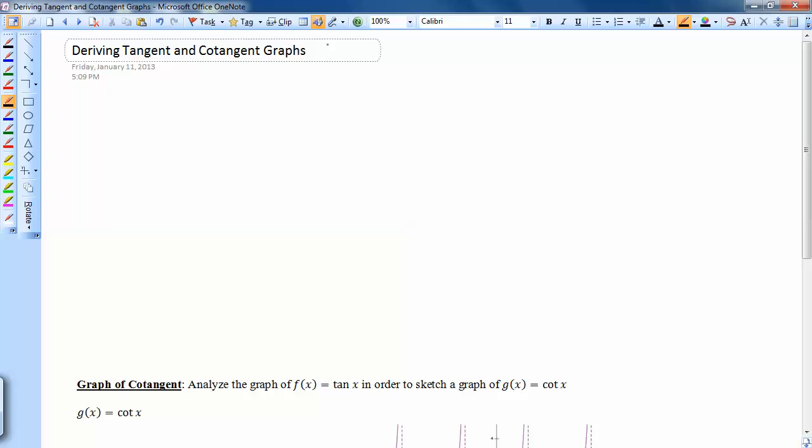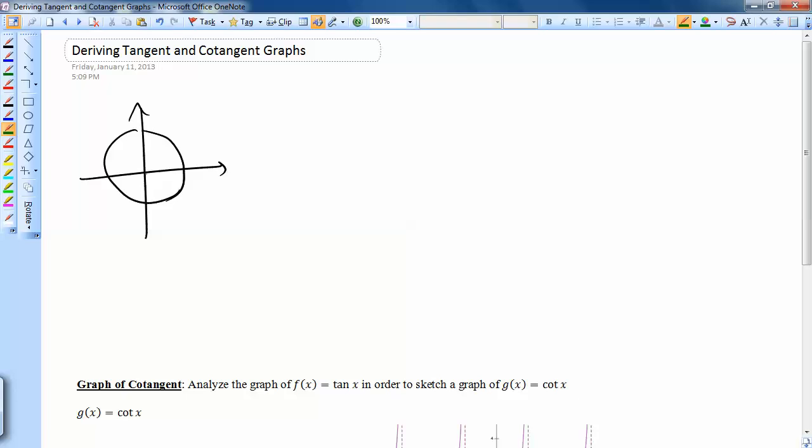Alright, so in this video, I'd like to derive the graph of tangent first, and then based on that, we'll figure out the graph of cotangent using some of that 1 over tangent type of reasoning that we used with 1 over sine and 1 over cosine. So, the way that we'll come up with the tangent graph is by starting with the unit circle and interpreting what tangent is on the unit circle.